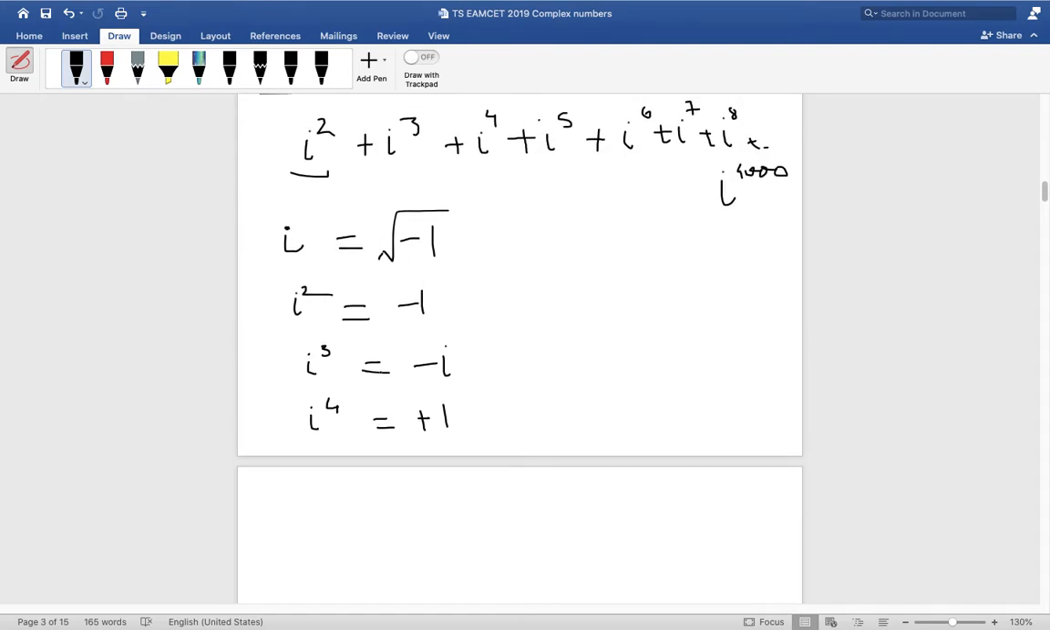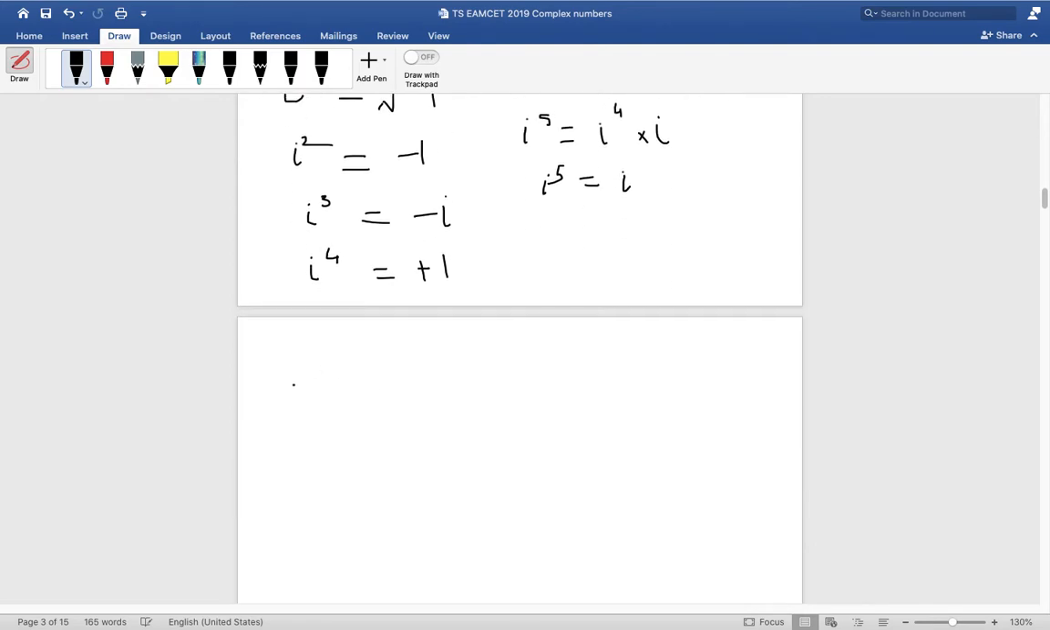Iota square, iota 4, okay, iota 5. What will be iota 5? This will be just iota raised to the power 4 into iota. Iota raised to the power 4 is 1. 1 into iota is iota. So your series is this: minus 1 minus iota, plus 1 plus iota.